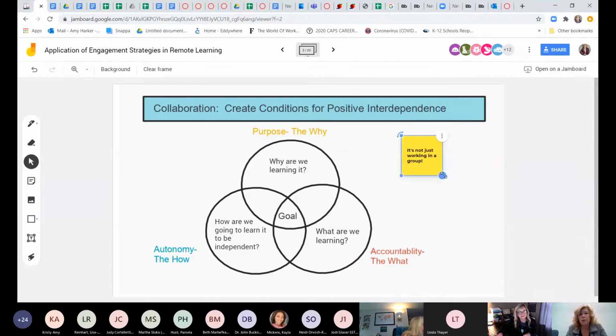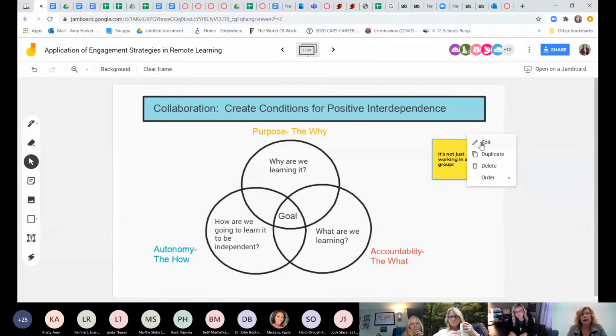So we don't want to put people in a group and call it collaboration if there's no engagement happening between them. So, important key information. So if I want to get rid of that information now, all I have to do is delete it.